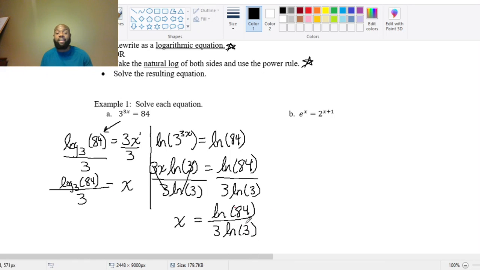Both of these, if you put them in a calculator or a computer, are going to give you the exact same decimal approximation. Let's go to part B. Now, you don't have to use both of these methods. I'm just showing that both of these methods work on this example.